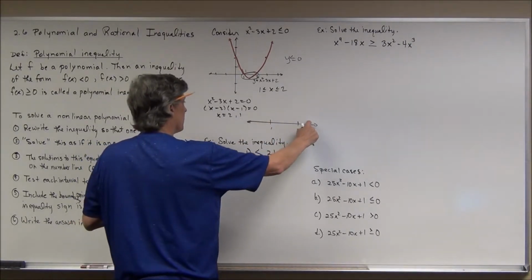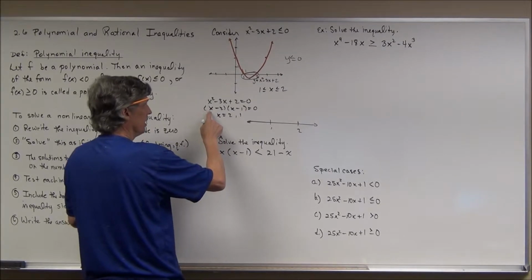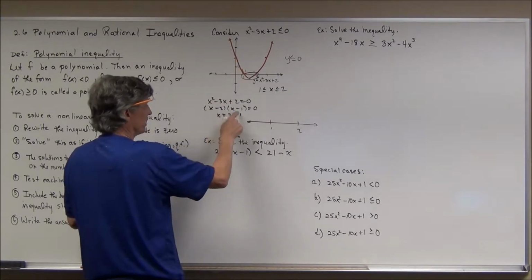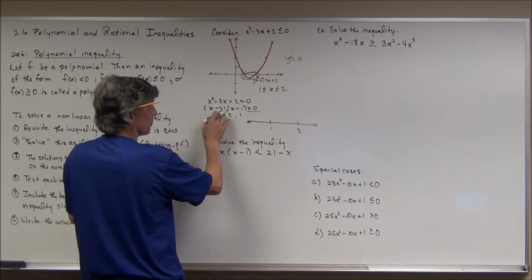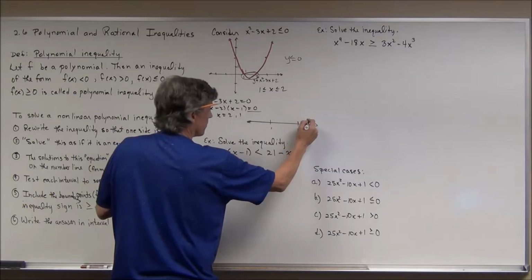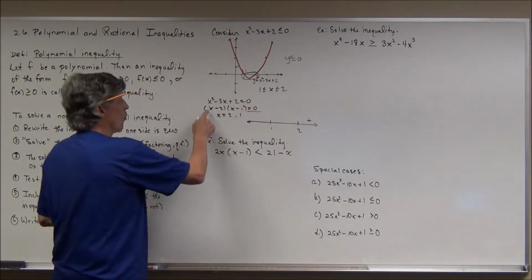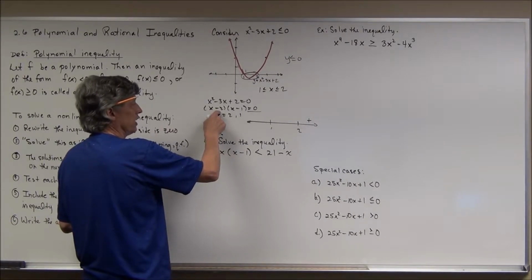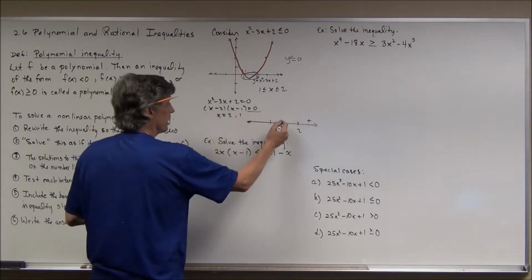I take a value from here greater than 2, like 10. If I plug 10 back into my inequality, or back into this expression right here, just kind of ignore that. 10 minus 2 is positive 8. 10 minus 1 is positive 9. Positive times positive, I would get positive values here. Take maybe 1.5. 1.5 minus 2 is negative. 1.5 minus 1 is positive. Negative times positive is negative.